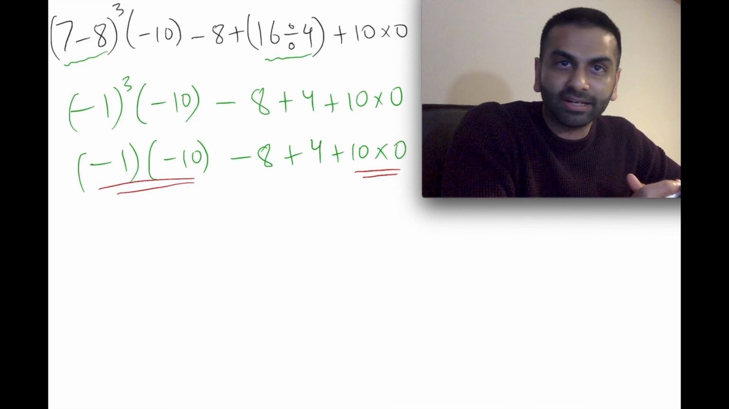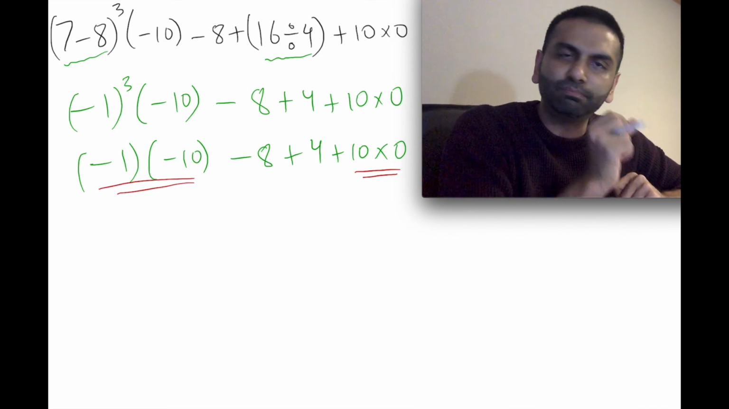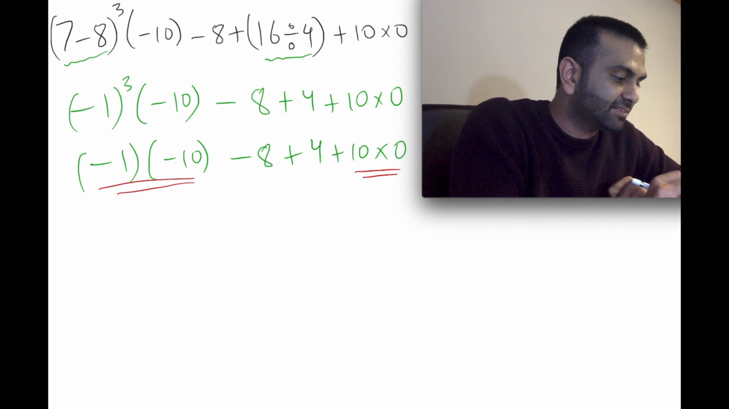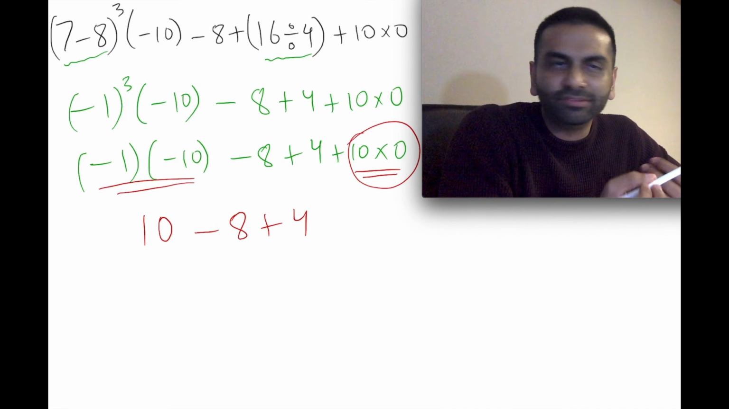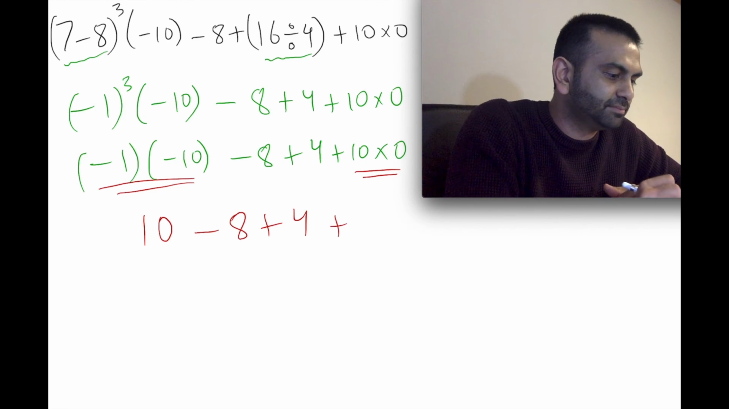Negative 1 times negative 10. Negative times negative is positive. So that's going to be positive 10. Then we have this minus 8 plus 4. And then plus 10 times 0 is 0. So then just plus 0.